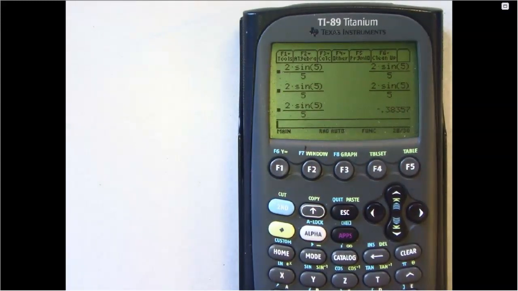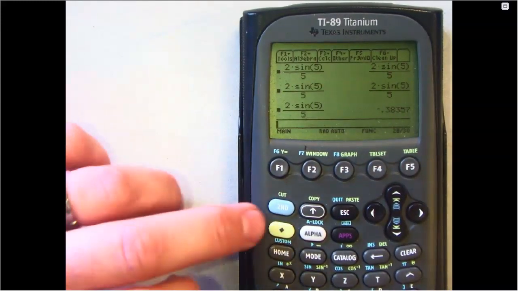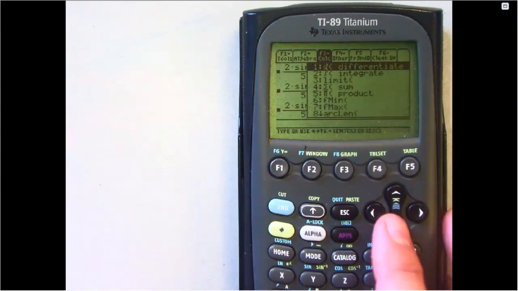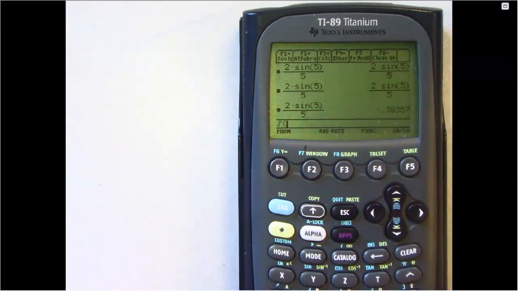Yeah. Alright, so I'm not going to use the graph. I'm going to go calculus, integrate. I'm just going to type it in. Before I do it, you want to be in radians, which it kind of tells you right there. So if yours says DEG, you want to change that. So all I did was type F3, and I'm just going to type in the equation.